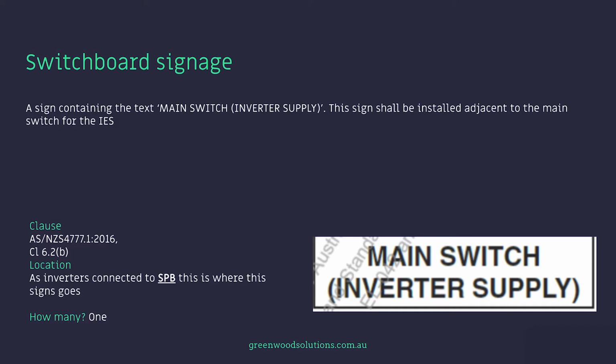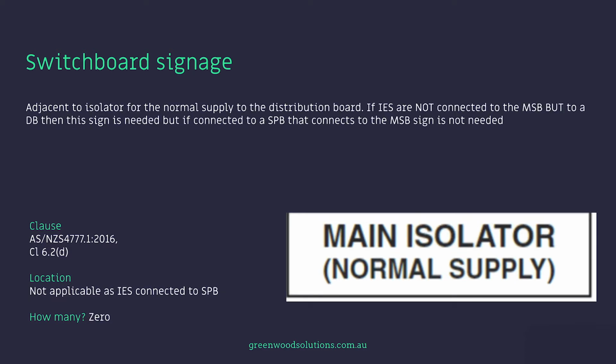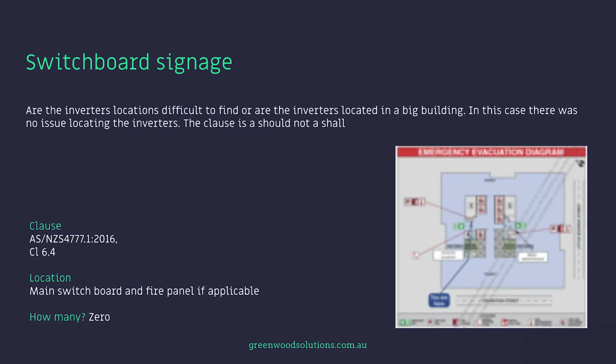Main switch inverter supply. In the next example, main switch grid supply, we are looking at the same standard as previously, 4777.1, but this time clause 6.2c. Location, adjacent to the main switch of grid supply in the MSB. How many? 1. Main isolator normal supply. Again, 4777.1, clause 6.2d. Location, not applicable as the inverter energy system is connected to the secondary protection board, so there's 0.